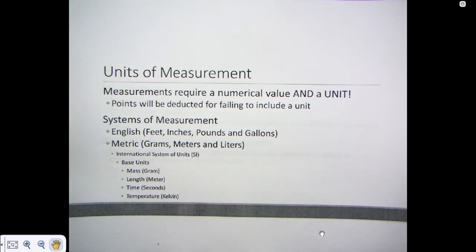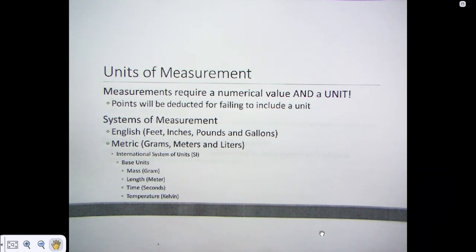Right? There are 2 main systems of measurement: the English system, which is what you grow up using in elementary school, feet, inches, pounds, gallons, and then the metric system, what we use in science, grams, meters, and liters. And then the metric system has been streamlined for use worldwide in what we call the System International, the system of international units, where we have a series of base units and then we use metric prefixes.